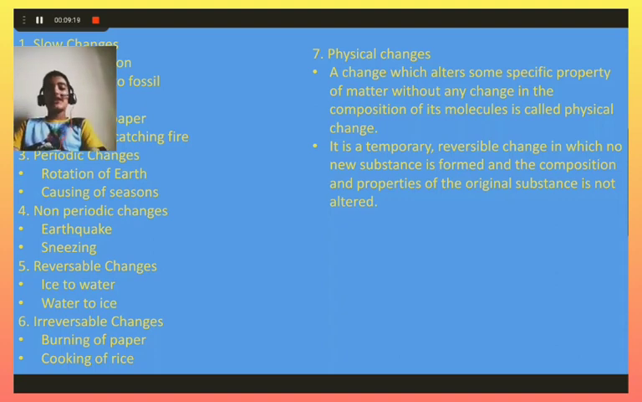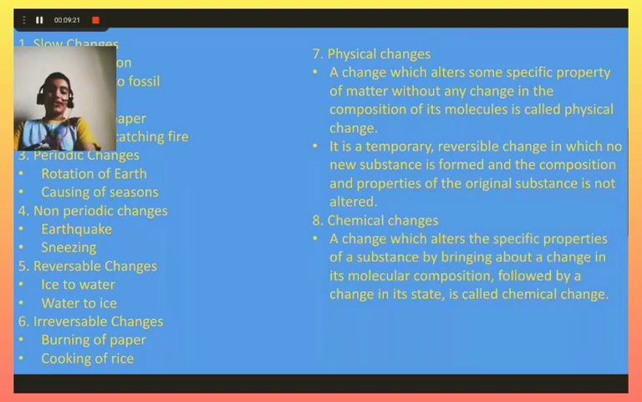But the opposite happens with chemical changes. Chemical change is permanent. Only a few times it can be reversed, or most of the time it cannot be reversed. The same example here, you can see the burning of paper. Once it is burned, you cannot bring it back. It is also a chemical change. Cooking of rice can also come under irreversible changes and chemical changes. There are many examples which come under 3 or 4 different types of changes. Now, cooking of rice, if I take, is an irreversible change and a chemical change.